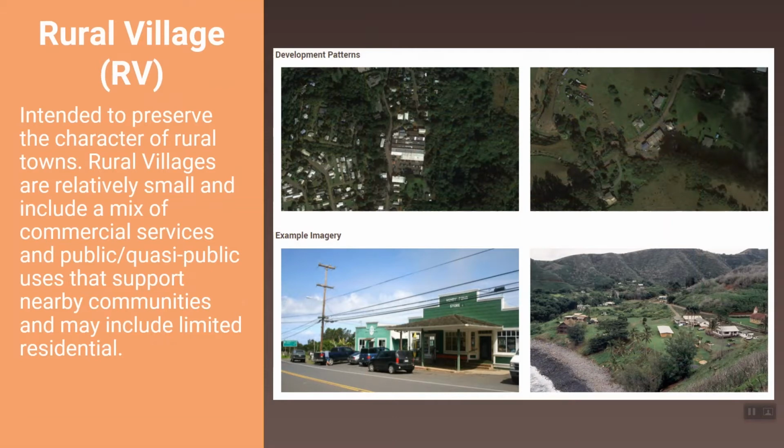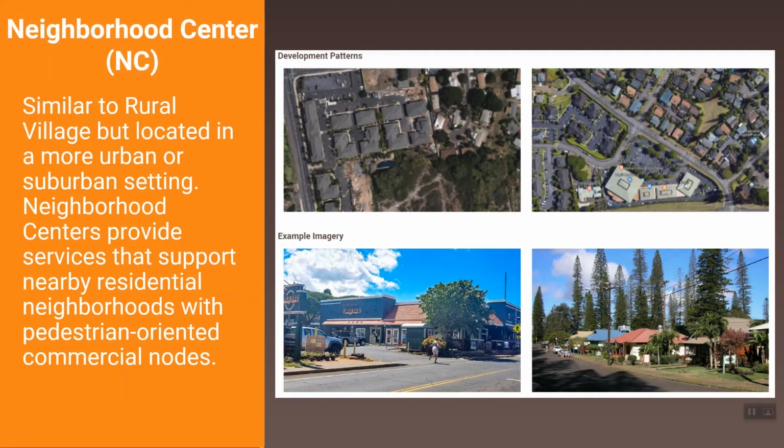Rural villages are relatively small and include a mix of commercial services and public quasi-public uses that support nearby communities and may include limited residential. Ke'okea, near Grandma's Coffee House, is a great example, as well as Pauela Cannery in Haiku. Neighborhood Center is similar to rural village, but located in a more urban or suburban setting. Neighborhood centers provide services that support nearby residential neighborhoods with pedestrian-oriented commercial nodes. The shops across from the Honokowai Beach Park are a great example.